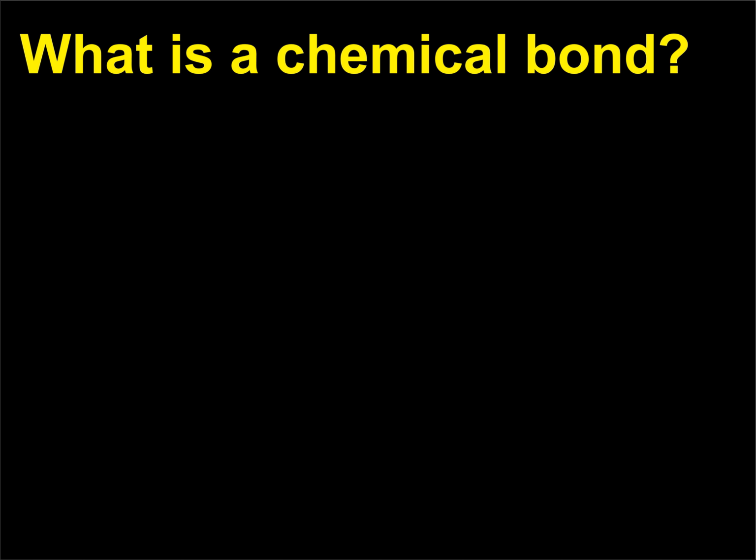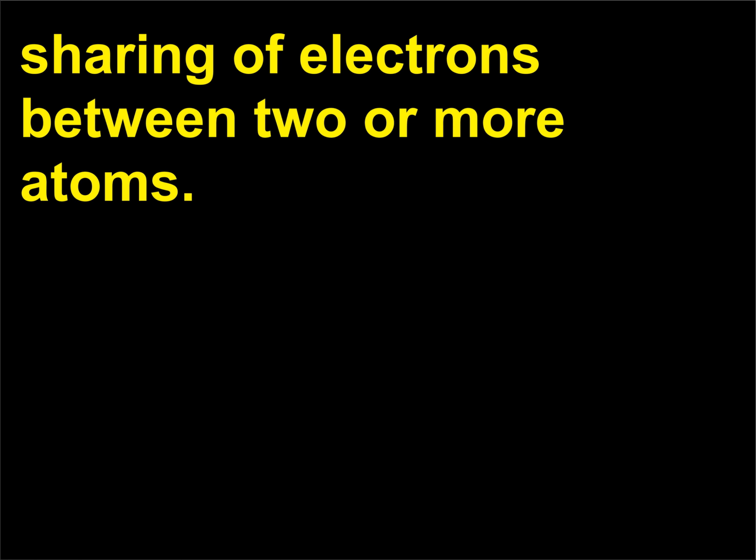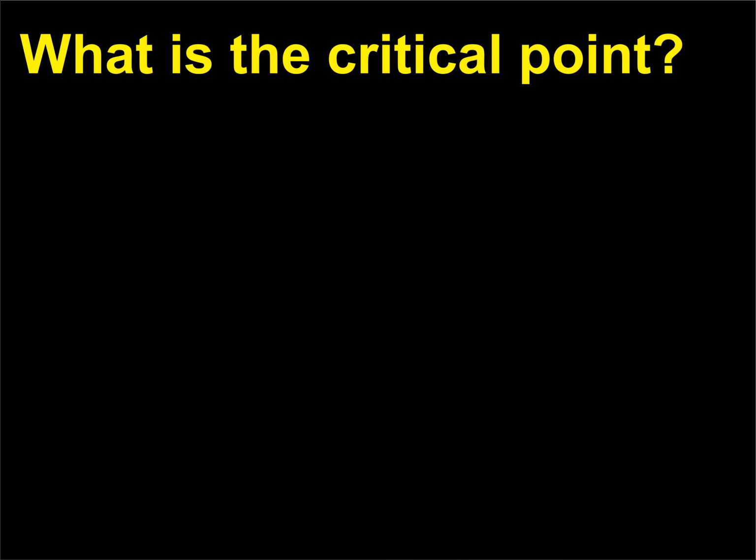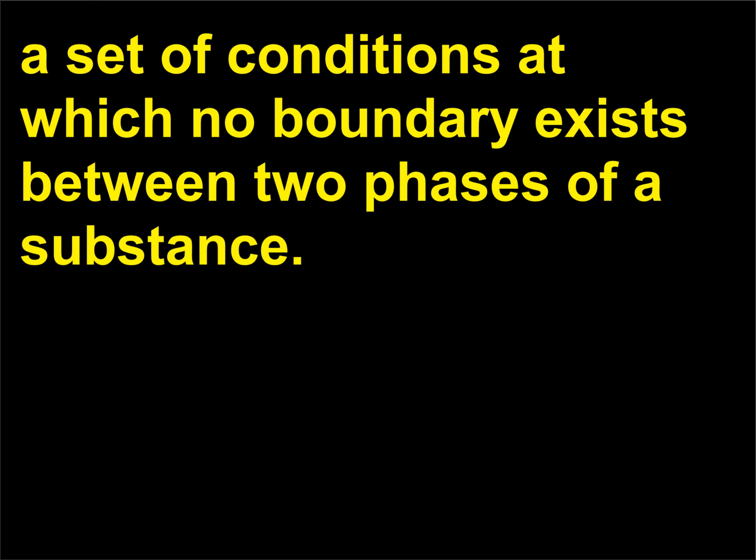What is a chemical bond? Sharing of electrons between two or more atoms. What is the critical point? A set of conditions at which no boundary exists between two phases of a substance.